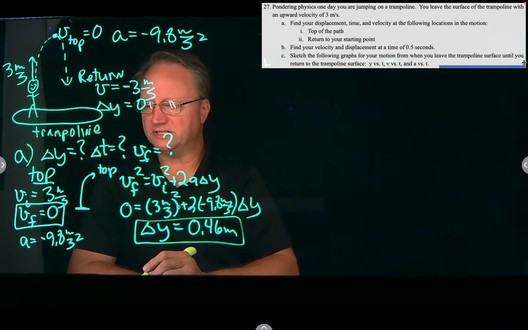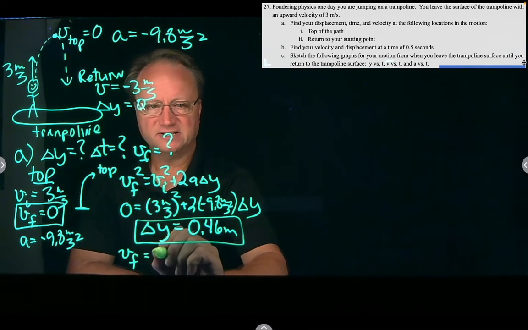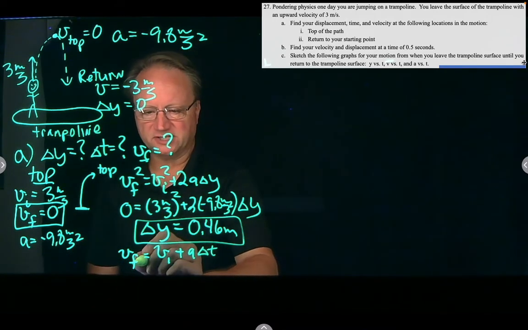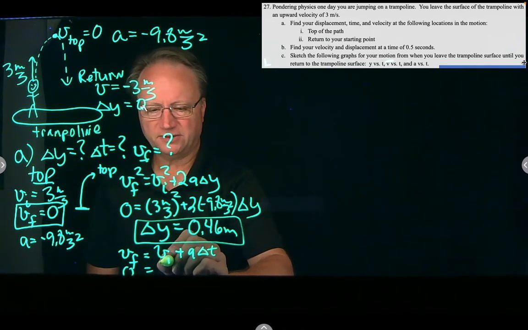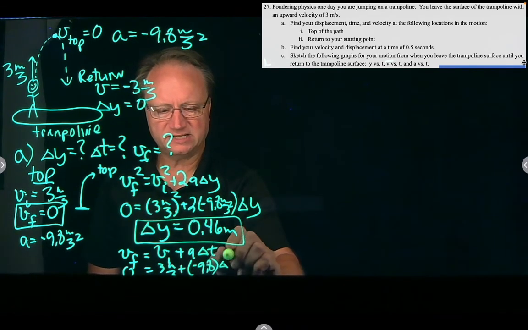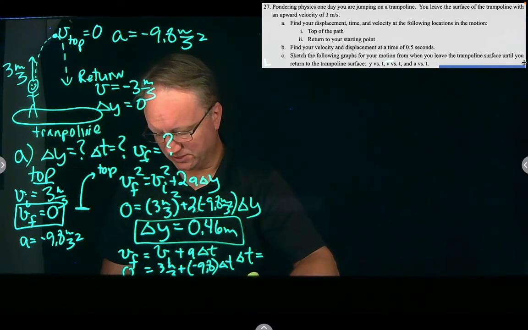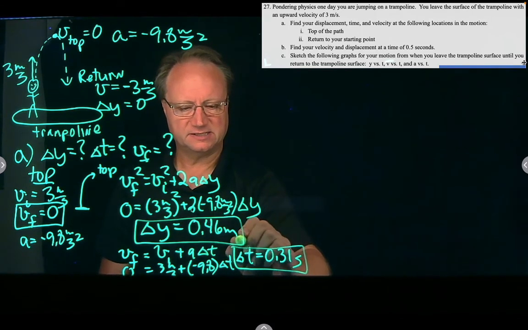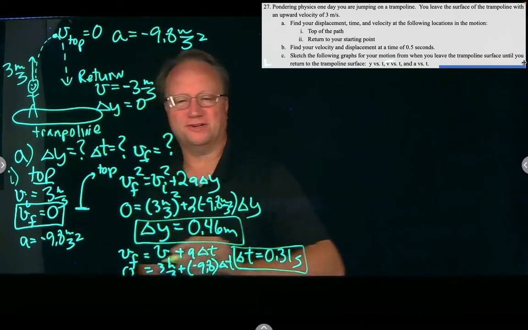Now we need to find delta t. Well, with these givens, I can use the motion equation VF is equal to VI plus a delta t, and this is going to give us 0 is equal to 3 meters per second plus a negative 9.8 times delta t, which is going to give us a delta t value equal to 0.31 seconds. Okay, so that's the first part of the question.